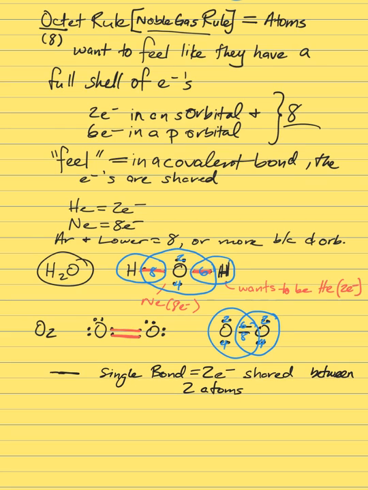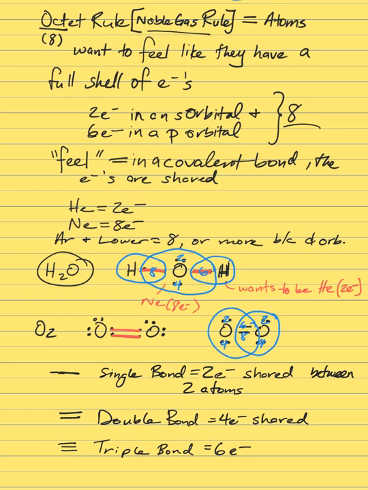You can have a double bond, which is 4 electrons shared between 2 atoms. And you can have a triple bond, which is 6 electrons shared between 2 atoms.